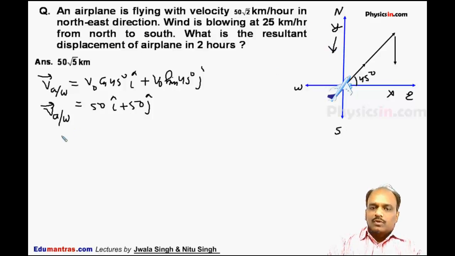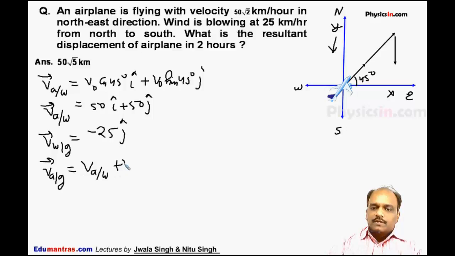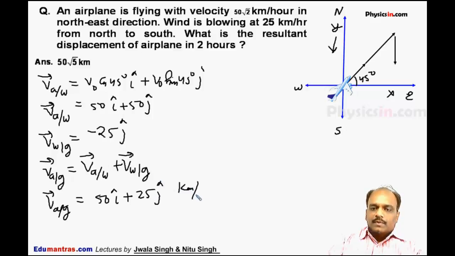In this direction the wind is blowing. So I can say the velocity of wind with respect to ground is minus 25 j cap. So the velocity of aeroplane with respect to ground can be written as the velocity of aeroplane with respect to wind plus velocity of wind with respect to ground. So velocity of aeroplane with respect to wind is this, and velocity of wind with respect to ground is minus 25 j cap. Adding these two we get 50 i cap plus 25 j cap. It is in kilometer per hour.